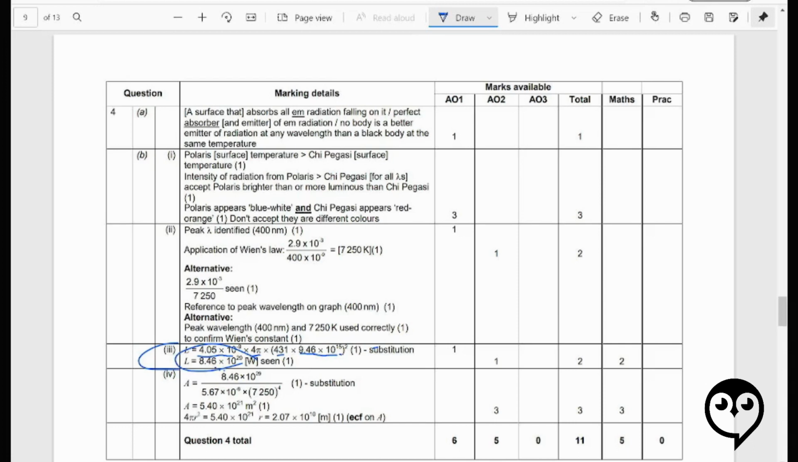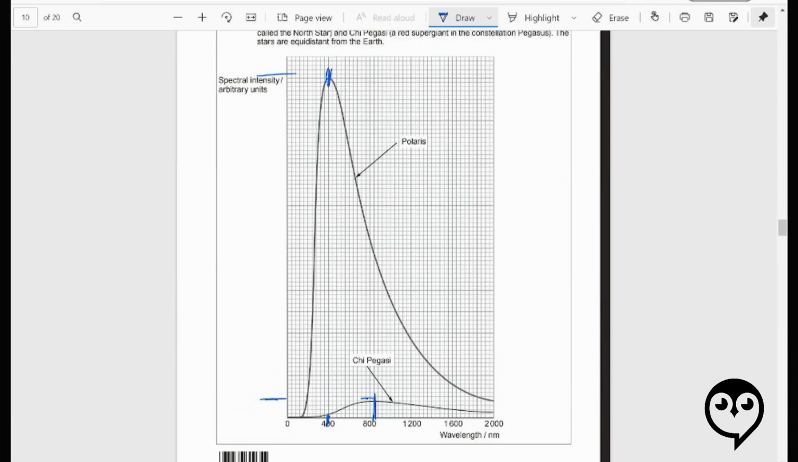Previous question. Yes, we had calculated, we said it obeys Wien's law. We've got the calculation and we've done that. That's fine. Up above, we had said that Polaris was warmer. We had said the intensity was greater. We had said it was blue-white. Did we say it was warmer? We didn't say it was warmer. We had said that its peak intensity was at a lower wavelength.